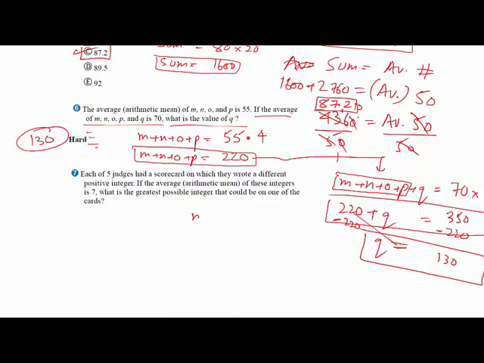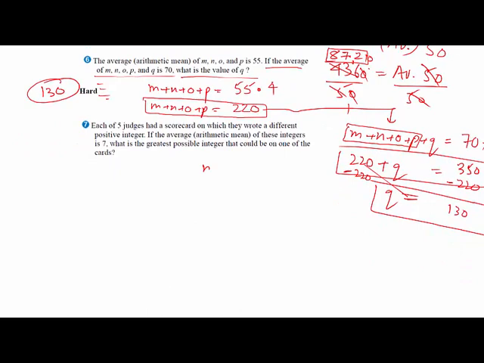Now question number 7, the hard question here. Each of 5 judges had a scorecard on which they wrote a different positive integer. So again we'll use the formula. So we're having the 5 judges. Judge 1 wrote something, Judge 2 wrote something, Judge 3 wrote something, Judge 4 wrote something, and Judge 5 wrote something. So they wrote different positive integers. So positive integers start from 1 and then they will continue 1, 2, 3, 4 and so on.